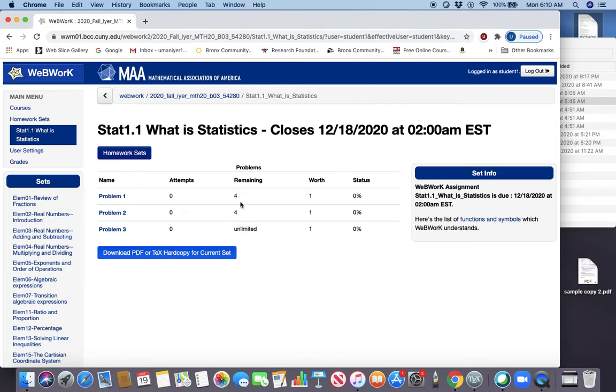So look at this information first before you start submitting answers. When you have unlimited attempts, you can submit as many times as you want, and no harm done. But 4 means you are allowed only 4 attempts. After that the problem will not let you enter an answer. So be mindful of how many attempts you are allowed.